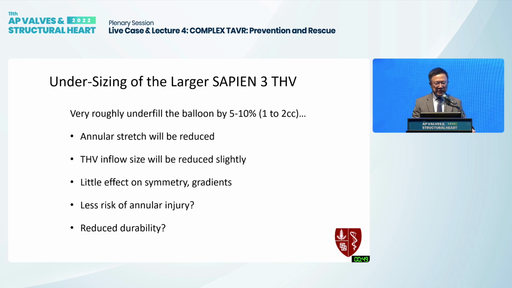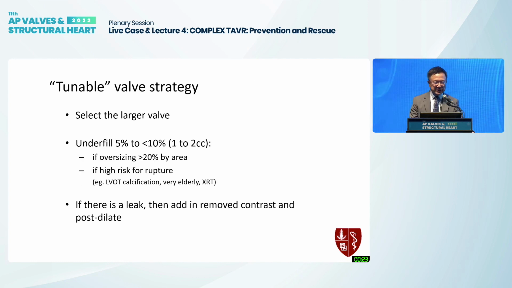How about the other way? You can undersize the larger SAPIEN 3 valve. Very roughly, if you underfill the balloon by 5 to 10%, 1 to 2 cc, or you do not push the syringe down the last 1 or 2 cc, your annular stretch will be reduced, your inflow size may be slightly reduced, and there's a little bit of effect on symmetry, but obviously less risk of annular injury. So the question is that, with this tunable system, which I think you have seen a couple of tables from Asan Medical Center, you can change the valve size a little bit, either by selecting a larger valve and underfilling it, or a smaller valve by oversizing it.